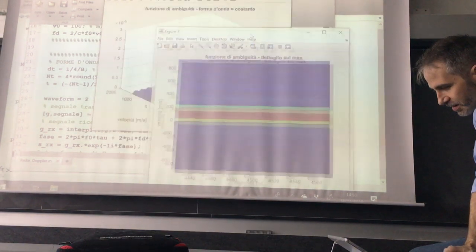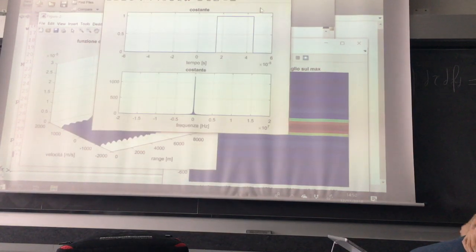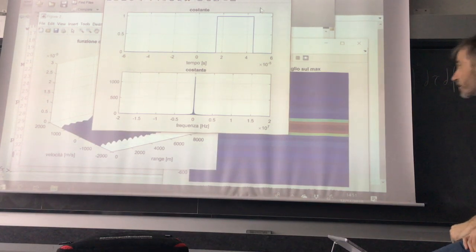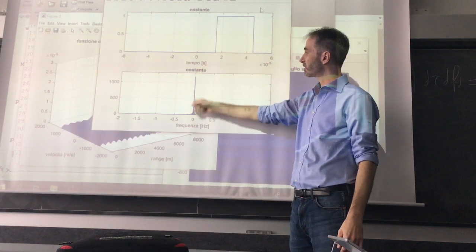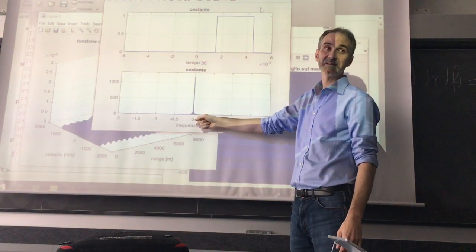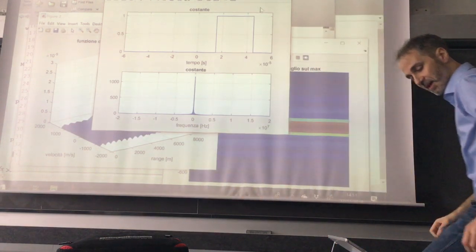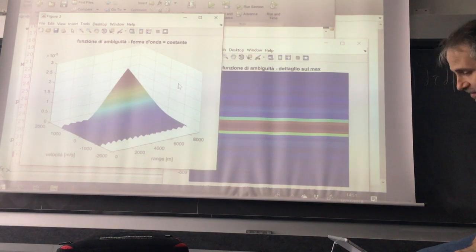In this case, it's more or less the opposite. So I am transmitting a constant waveform. So not a chirp, just a constant. So it is a very long signal in time, and it is very narrow in the frequency domain. And you have exactly the opposite situation, because in this case, this is your ambiguity function.